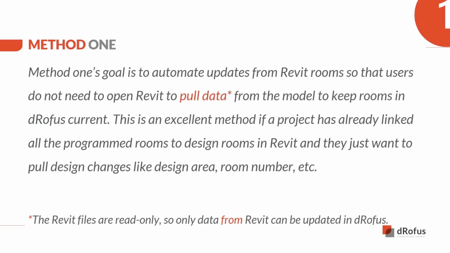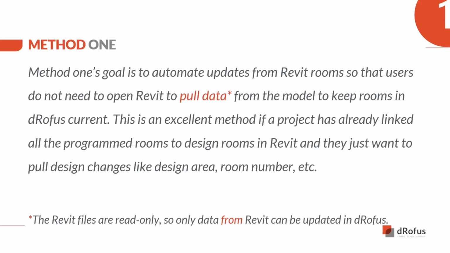The purpose of method one and the assumption that we're making here is that the rooms are already linked to dRofus. You've already used the Revit integration. You've already made a connection between the Revit rooms and the dRofus rooms. And now that that connection is made, what you would want to do is synchronize those rooms to pull in the design data. We can't write to Revit with this integration. This integration can only read from Revit.